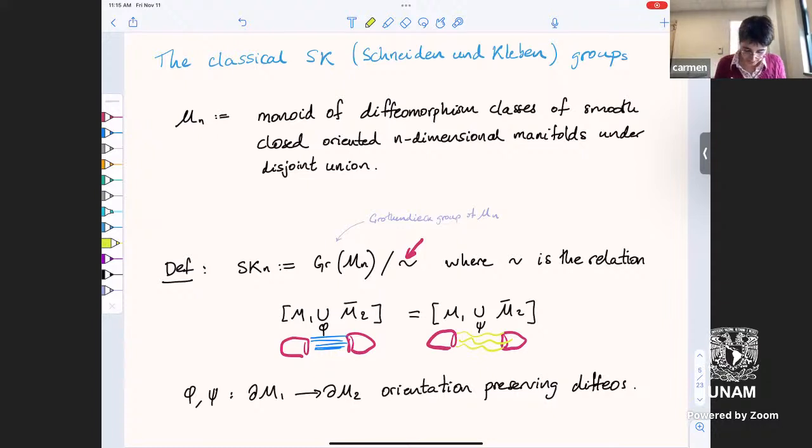And just to make clear the notation, both my phi and my psi here are orientation preserving diffeomorphisms of the resulting boundaries when you've done the cut. Okay, so this is an important step along the way. The definition of these groups is one of the important ingredients of today's talk.